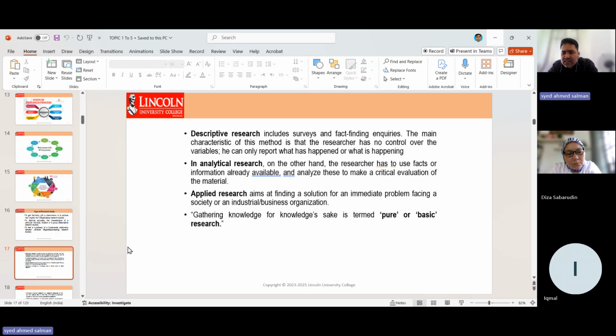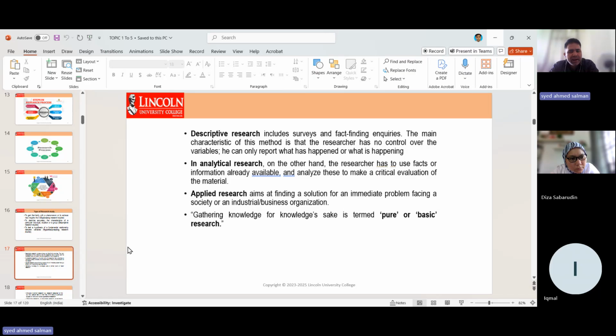In analytical research, after reviewing these two groups, you are providing your opinion, your justification, which group you are supporting. If you are supporting A, why you are supporting A? If you are supporting B, why you are supporting B? You have to provide your analysis if you are doing analytical research. Any doubt? No. Okay.